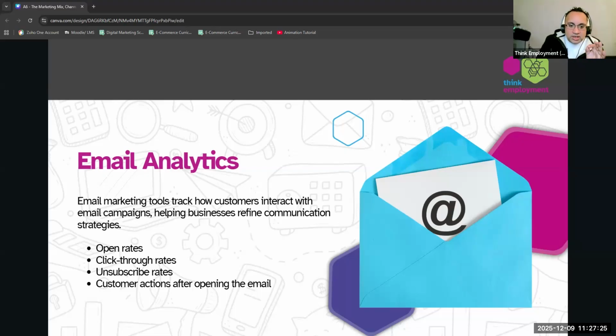So when you look at email marketing tools, for example Aweber and MailChimp, these platforms allow you to not only collect the emails, but also give you analytics. On the dashboard on Aweber, for example, you can see open rates, click-through rates, unsubscribe rates, and customer actions after opening the email. Open rates: you sent it to 100 people, out of 100 people, how many have actually opened the email? They will give you that. Click-through rates: how many people have actually clicked on any links within the email?